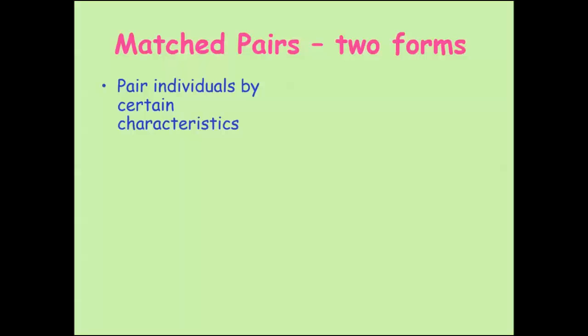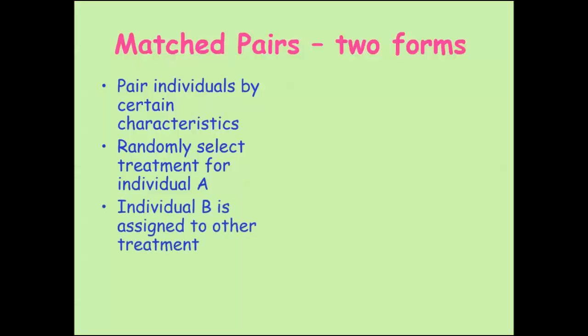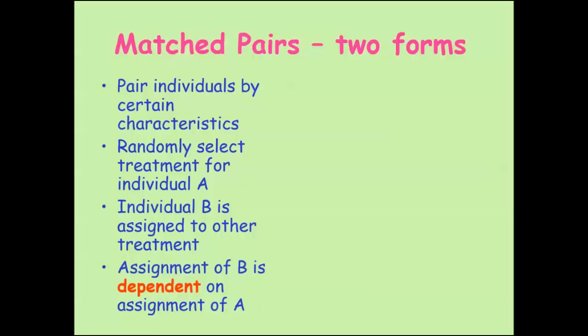We can either pair individuals by certain characteristics, randomly select a treatment for the first individual, and then individual B gets assigned the other treatment. What individual B gets depends on what individual A got. So there's a pairing based on twins or husband-wife or something like that.